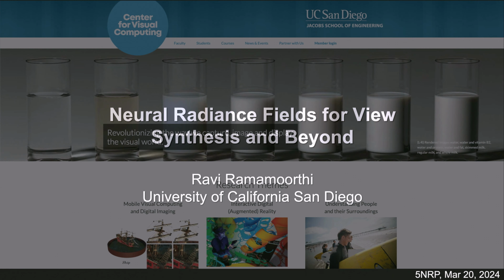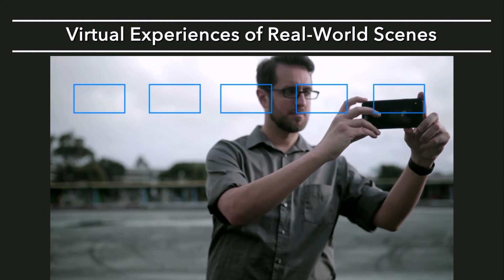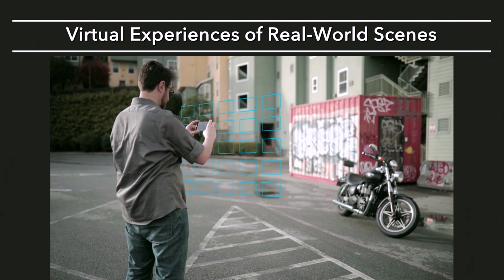So I'm going to talk about our work that we've been doing the last few years on a method known as neural radiance fields for view synthesis and beyond. The goal is to enable virtual experiences of real-world scenes.